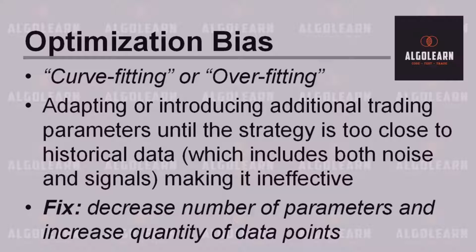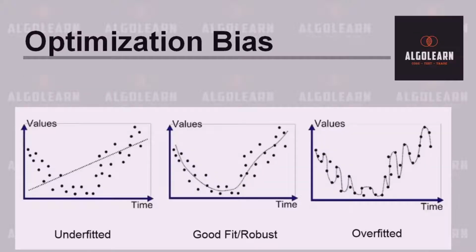So what we would do is go back to the basics: just decrease the number of parameters and increase the quantity of the data points. That tends to help an overfitting situation. And there's a diagram that shows us what an underfitted situation looks like. You can see the actual data points of values and time, and then that line is basically our algorithm, and you can see that it's just not fitted to the actual results.